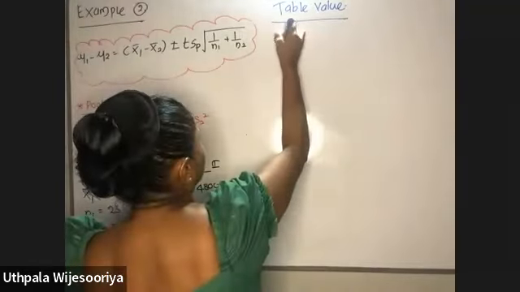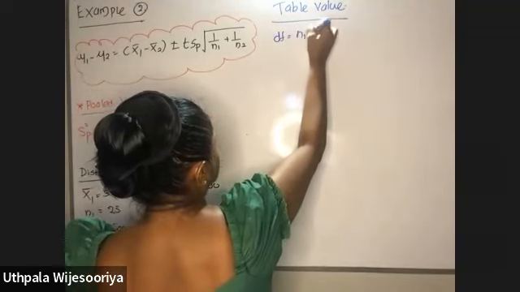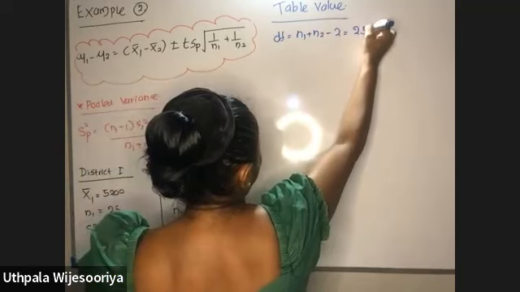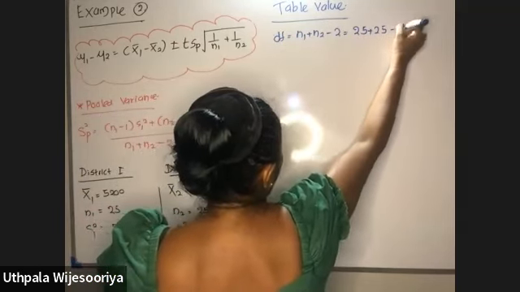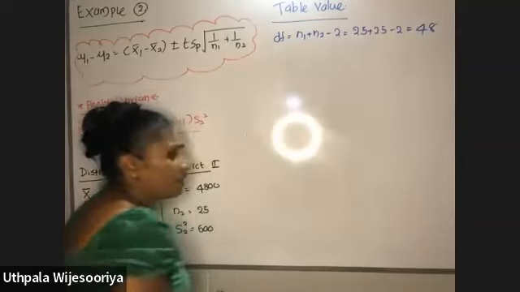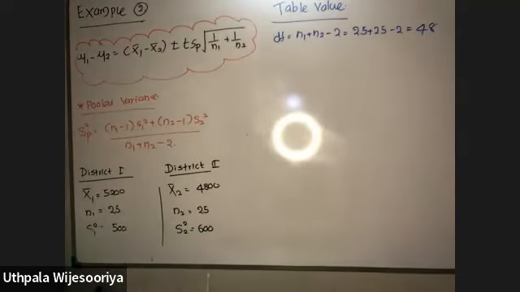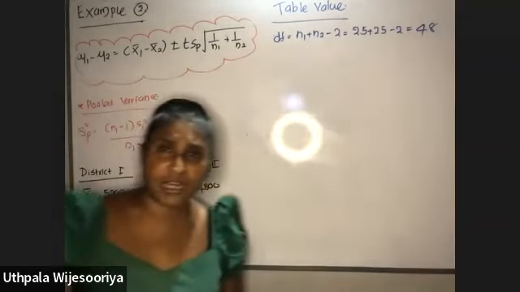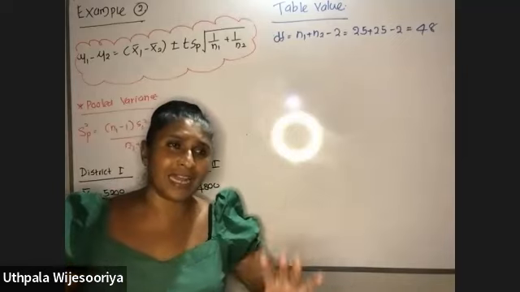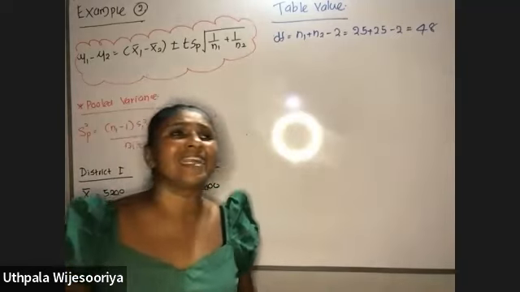So the degrees of freedom here is n1 plus n2 minus 2. Then what do we get? 25 plus 25 minus 2, that is 48. Now there is a 48 in our t table. So when dealing with two samples, what is your degrees of freedom? n1 plus n2 minus 2, that is, adding the two sample sizes and subtracting 2.